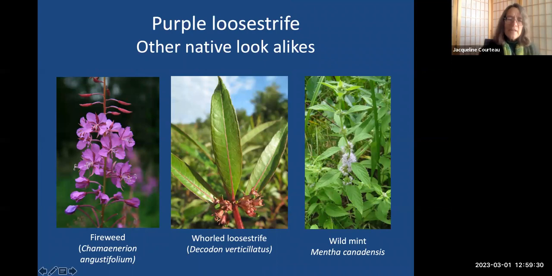Some other native lookalikes include fireweed, whorled loosestrife, and wild mint. Whorled loosestrife mainly because it gets kind of woody at the base or semi-woody. Fireweed, if you look at all the vegetative characters, and certainly if you have the flower, that will be distinctive.